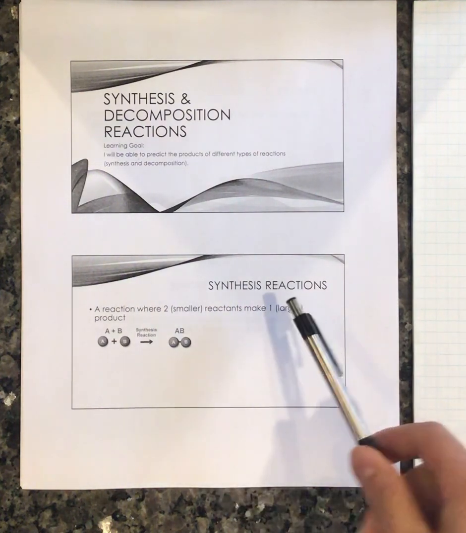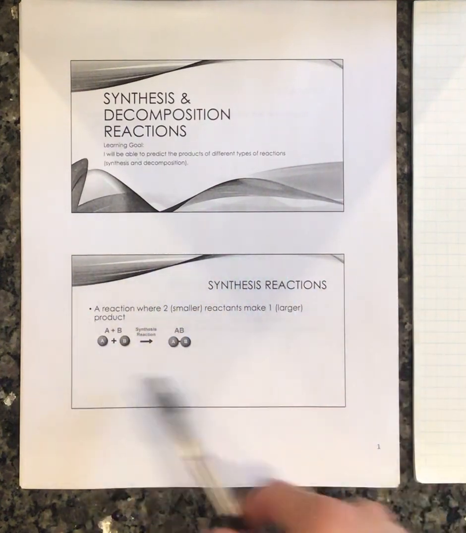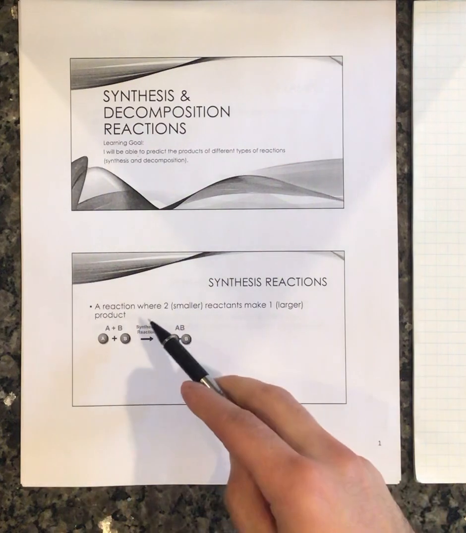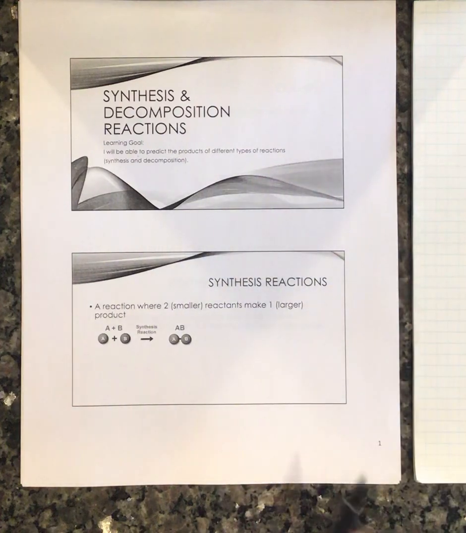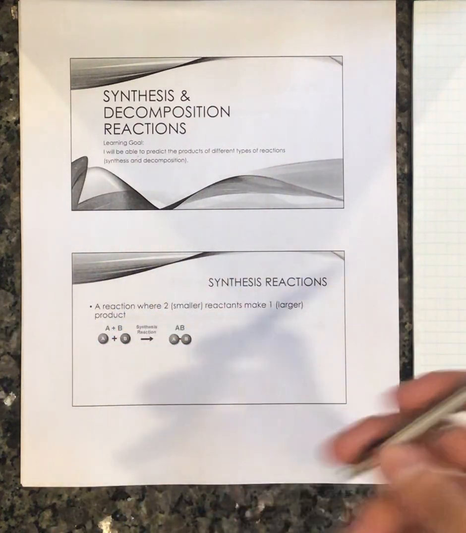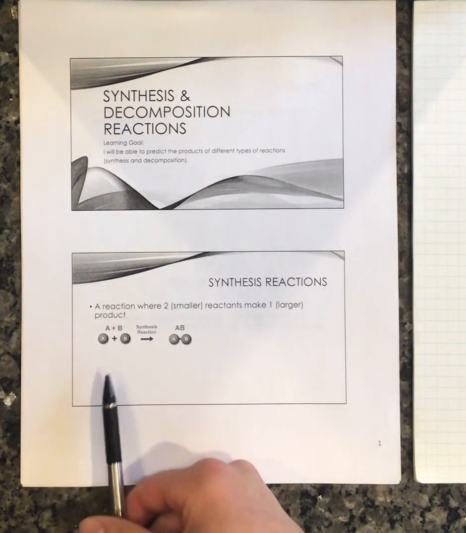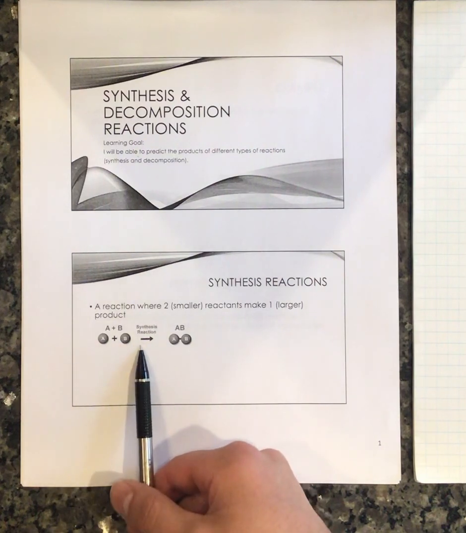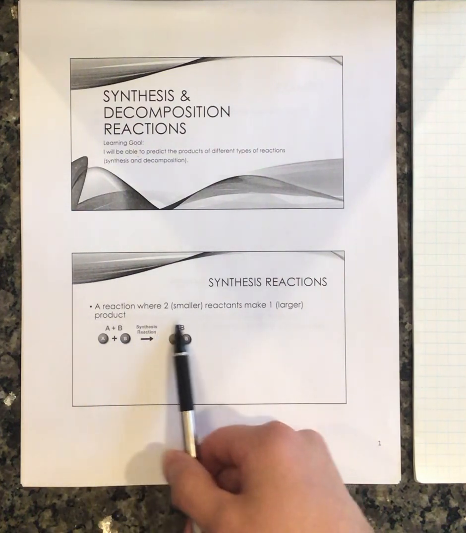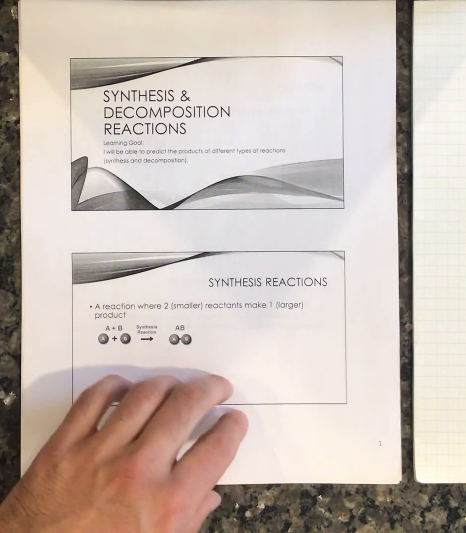So, if we take a look down here, synthesis reactions, this is our general form. Typically we're going to have two or more. It doesn't always have to be two. It could be three or four or five or however many smaller reactants, and they're going to combine to make one larger product. So here is our general form. We have A plus B, so we have two things here combining. Once again, that arrow stands for yields, and we're making a bigger product, a bigger compound. So that here is the general form of our synthesis reaction.